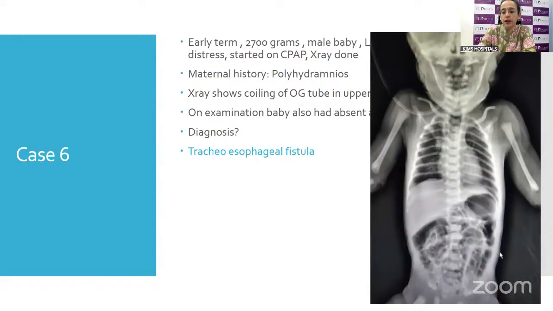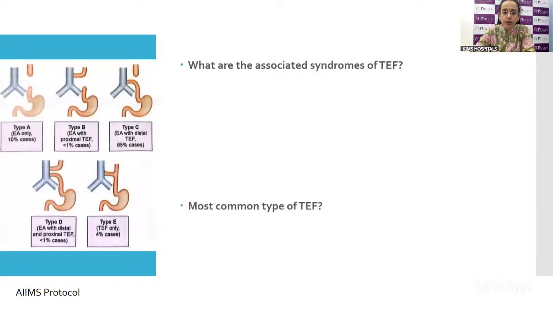This is an X-ray taken in a different baby who has the same condition. In this also, the coiling of the OG tube, orogastric tube, in the upper esophagus is noted. The tube is not passing till the stomach. So this is also one of the common neonatal surgical conditions presenting with respiratory distress.